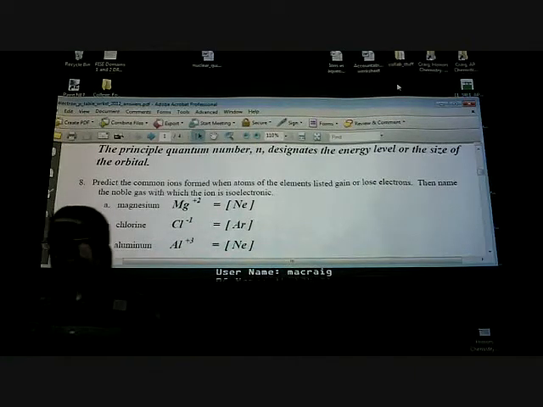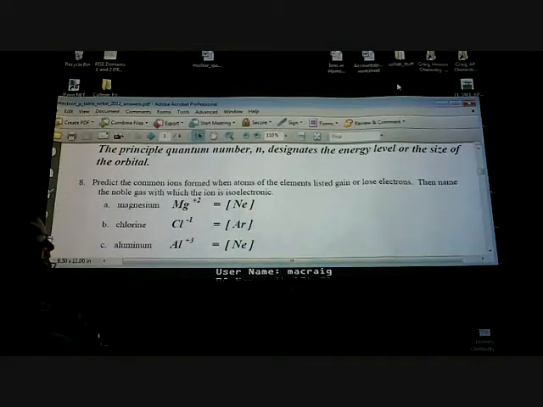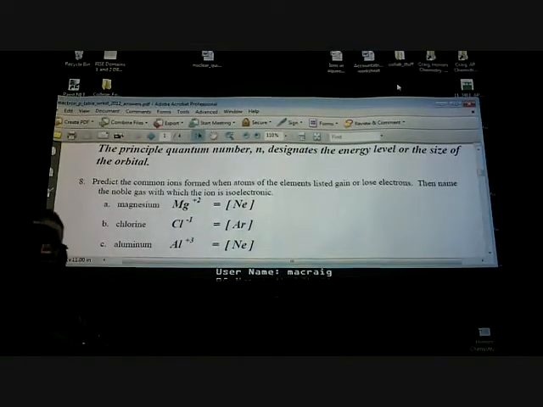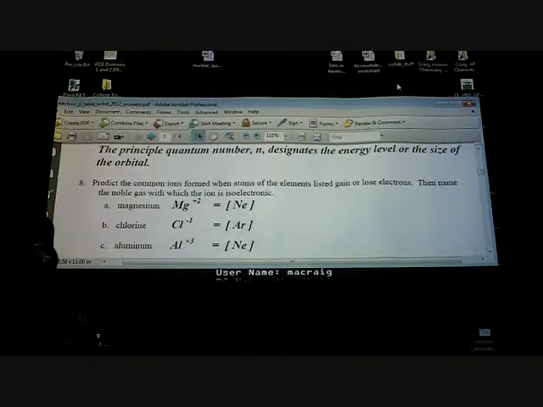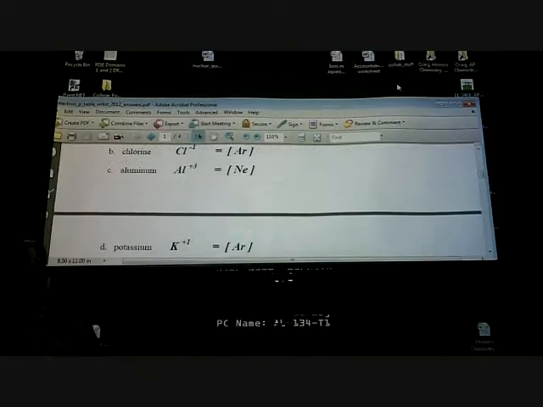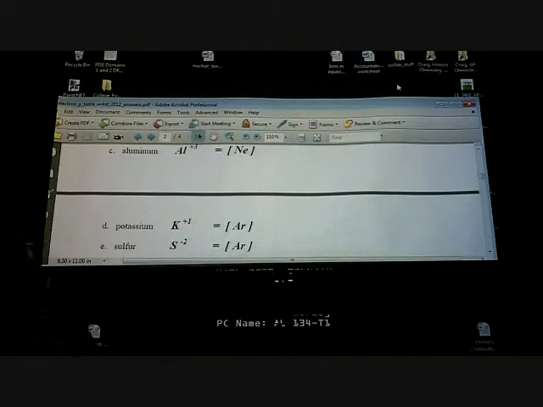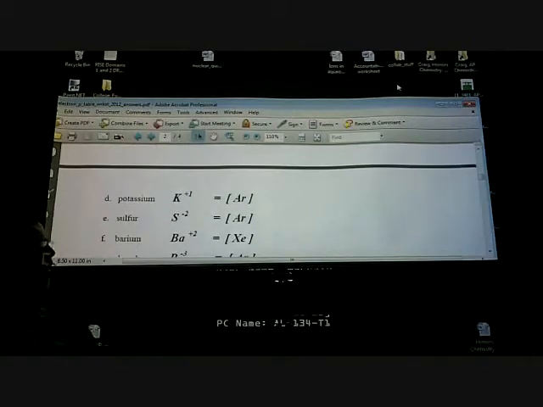Letter C, aluminum will lose 3 electrons and have the same electron configuration as neon, or be isoelectronic. Letter D, potassium, a group 1A metal, wants to lose 1 electron, therefore it is isoelectronic with argon. Sulfur, group 6A, wants to gain 2 more electrons. Sulfur has 6; to get 8, it needs to gain 2 more. Barium, a group 2A metal, will lose 2 electrons. When it loses the 2 electrons, it'll have the same electron configuration as xenon.